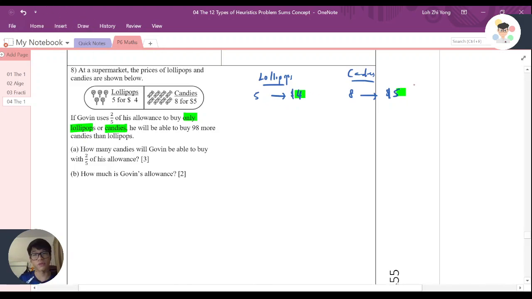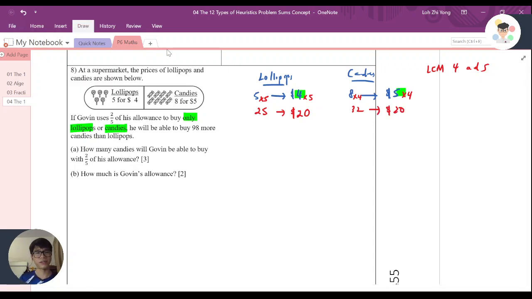So now we need to find the LCM for 4 and 5, and it is actually 20. So we times 5 here, and we times 4 here. The same thing, we times 5 here and we times 4 here. So it will be 25 lollipops for $20, and 32 candies for $20.